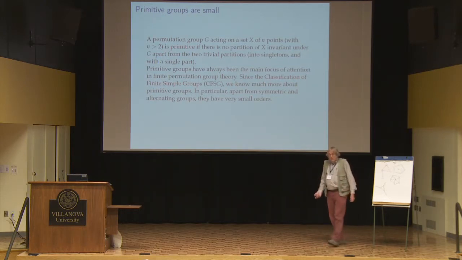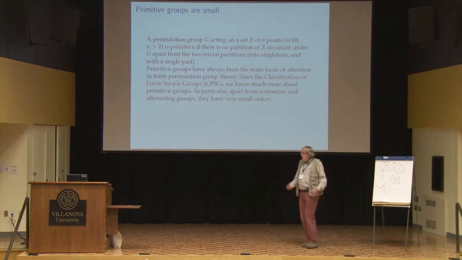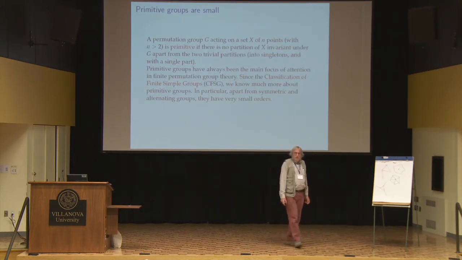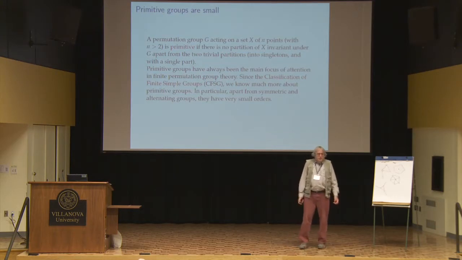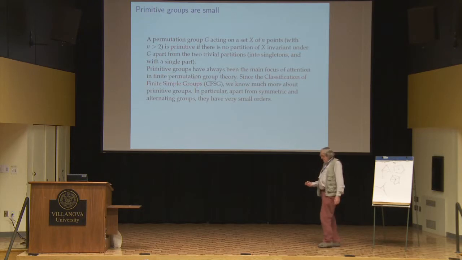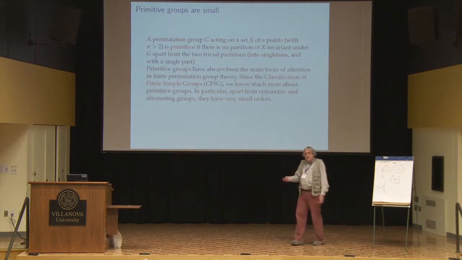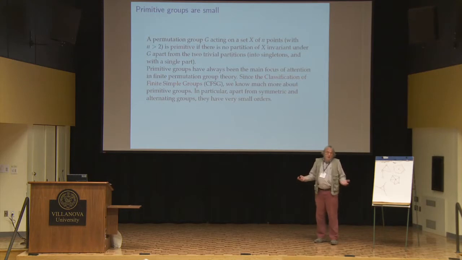That's what we've learned from the classification. For permutation group theorists, I think that's the most important thing that we have learned from the classification of finite simple groups. Primitive groups are very small. And I'm going to just follow one train of thought to illustrate this idea that primitive groups are small. So the results coming up depend essentially on the classification for this idea that primitive groups are small.